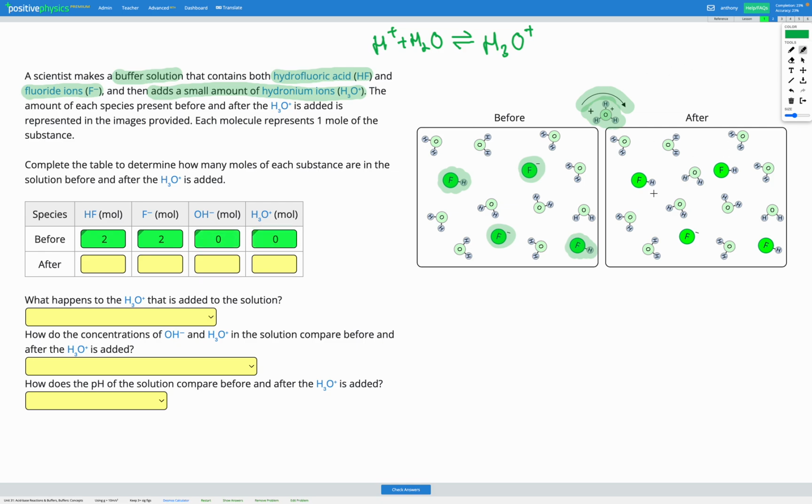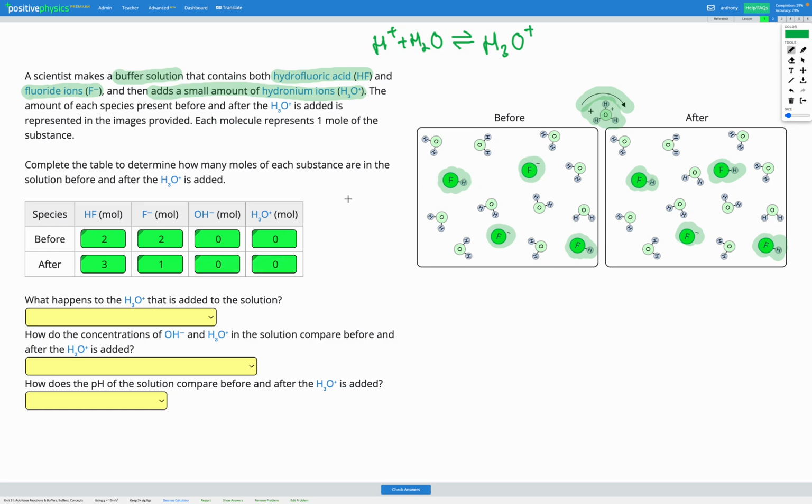Next we have our after diagram. Here we have an HF, and another HF, so 3 HF after. And we also have an F minus here. So 1 F minus after. And I can't see any OH minus or H3O plus again, so those are both still 0.